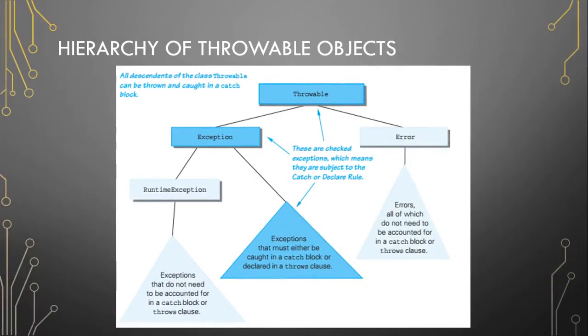So here's our hierarchy, and in here all the objects of the class Throwable can be thrown and caught in a catch block. It will be either an Exception or an Error. Exceptions are checked exceptions, meaning they're subject to the catch or declare rule, while Errors do not need to be accounted for in a catch block or a throws clause. The Exception class then breaks off into RuntimeException, which covers exceptions that do not need to be accounted for in a catch block or throws clause, and other exceptions that have to be caught within a catch block or declared in a throws clause.